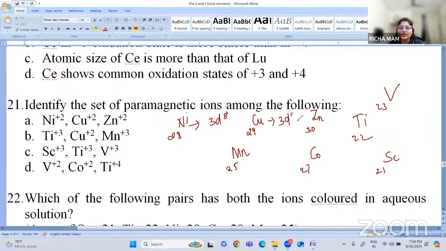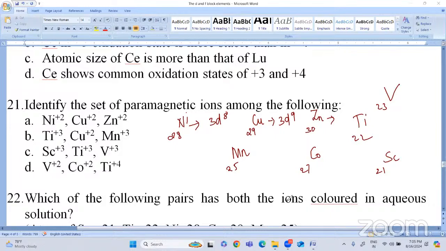3d10 4s1, no? So it will be 3d9. 3d9. Option C. Option C is correct.